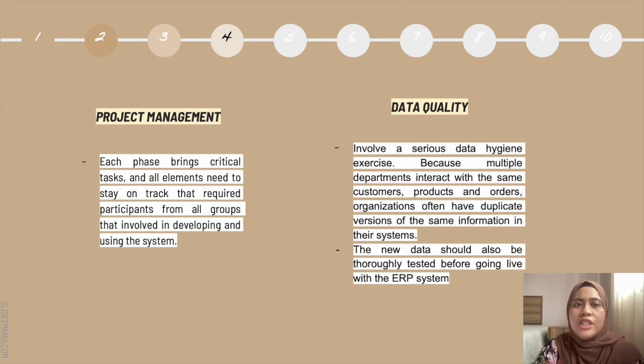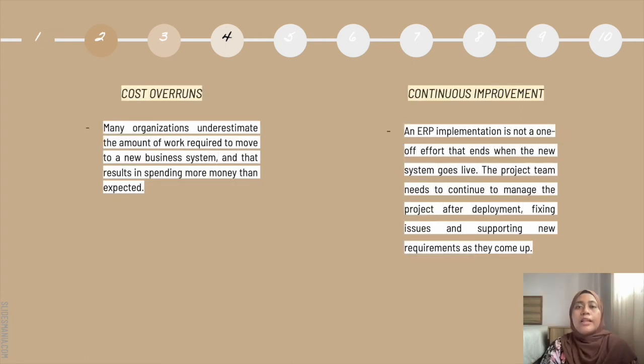This involves a serious data hygiene exercise. This is because multiple departments interact with the same customers, products, and orders. So, the new data should be thoroughly tested before going live with the ERP system. The third one is cost overruns.